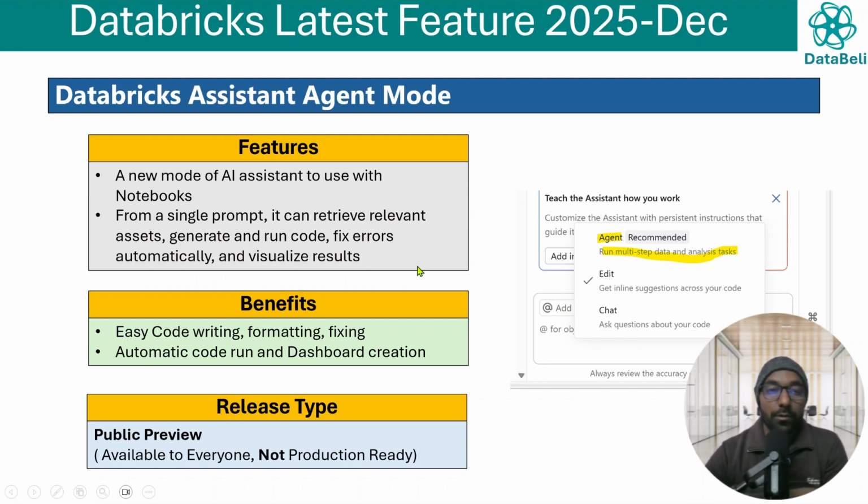And this agent mode, using a single prompt or single message, can retrieve the relevant data, generate and run the code for us, fix errors automatically, and even visualize the results automatically. We will see this through a demo. And the benefits that we get are easy code writing, formatting, fixing bugs, automatic code run, and even dashboard creation. All these things we can do just using a single message. So let's check it out.